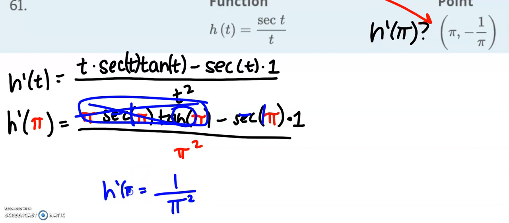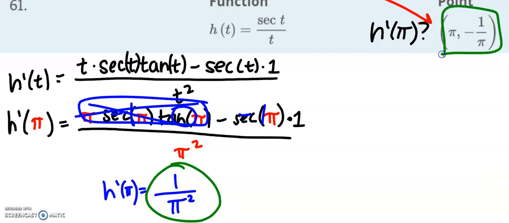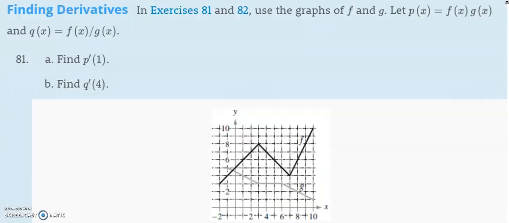Now, if the question had asked for the equation of the tangent line, you would put this slope and this point together into point-slope form. But this time it just asks you for the slope and the slope only, so that's going to be our derivative. All right, next one, 81.